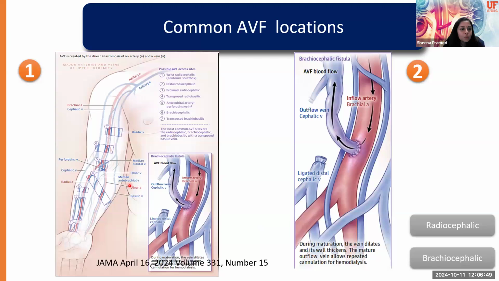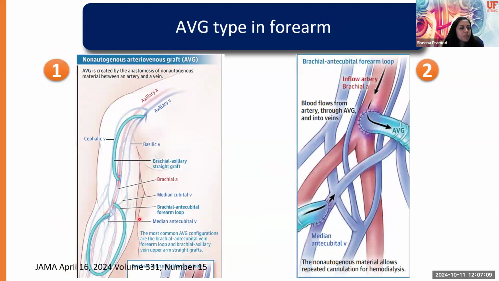So as you all know, there are several sites of AV fistula placement, the most common being your radiocephalic, either the snuff box or the distal, and the brachiocephalic being the 2 most common sites where we place AV fistulas. With regards to grafts, the 2 most common are your brachial and the antecubital forearm, and your brachial and your axillary loop that you use for AV grafts.